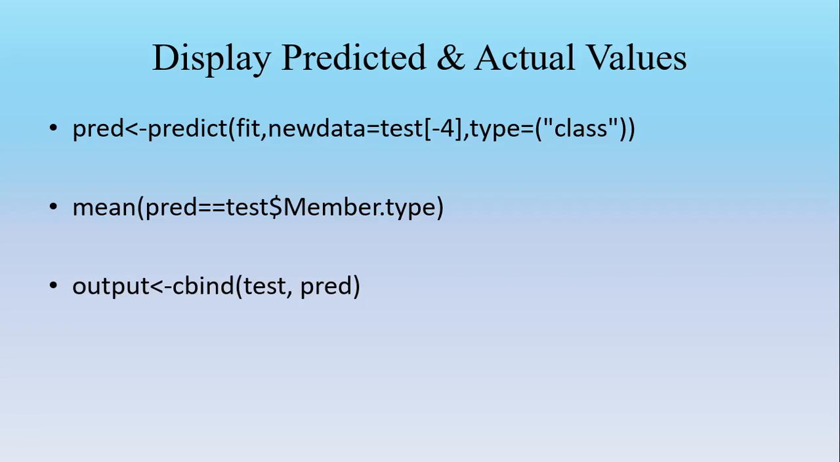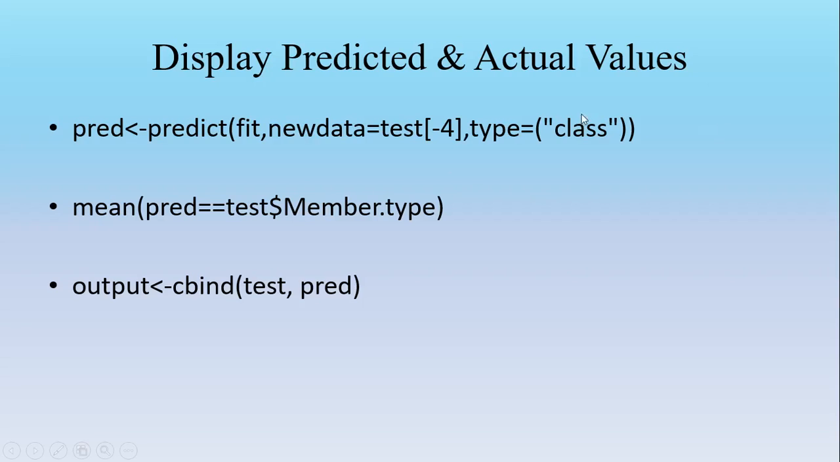Then we are having the new data. New data is equal to the test minus 4. Now let us see what the new data is. New data is a data frame containing the values at which predictions are required. The predictors referred to in the right side of the formula object must be represented by the name in the new data. If missing, the fitted values are returned. And here we are having the test minus 4, that is the test data excluding the last column.